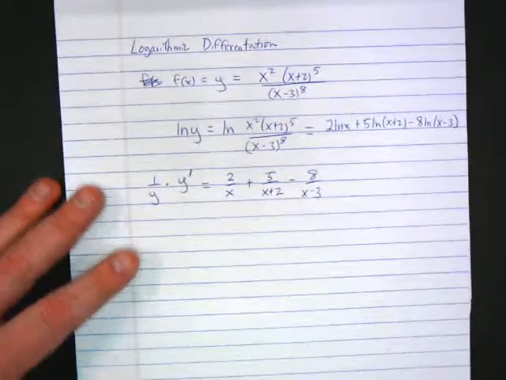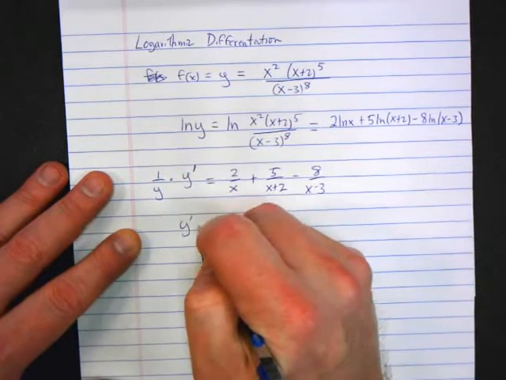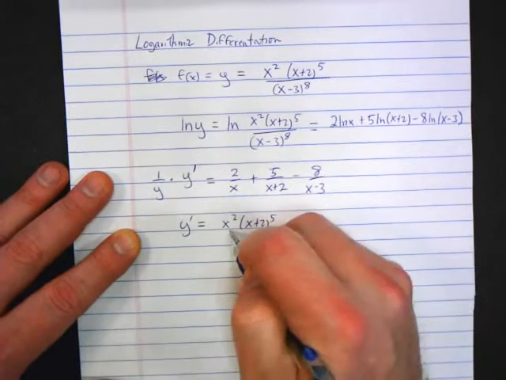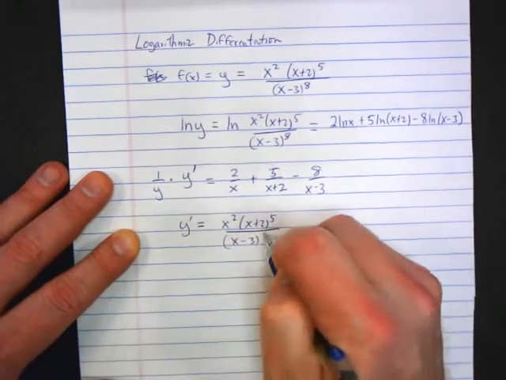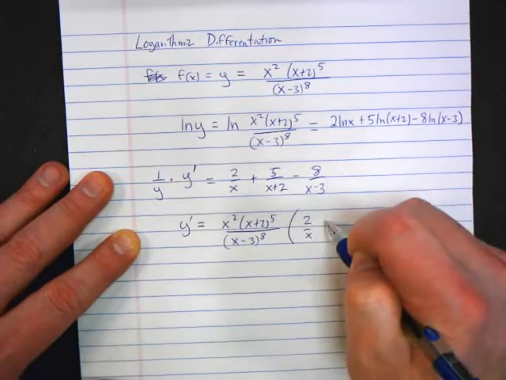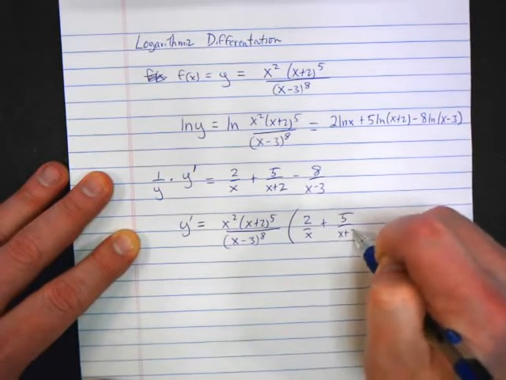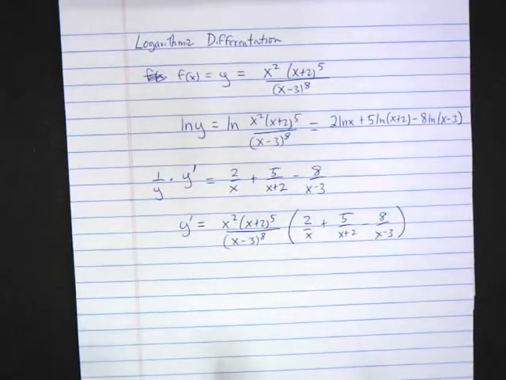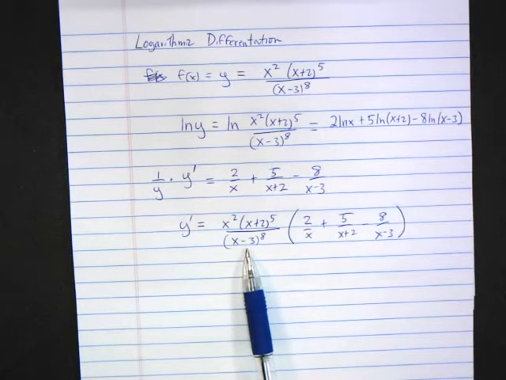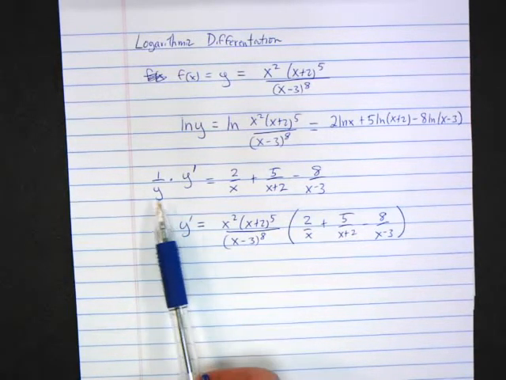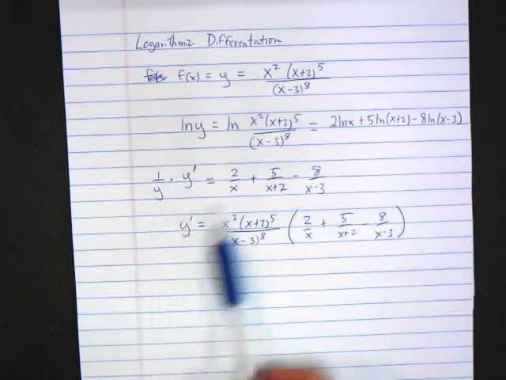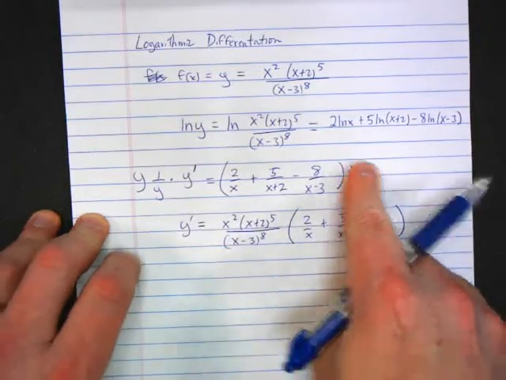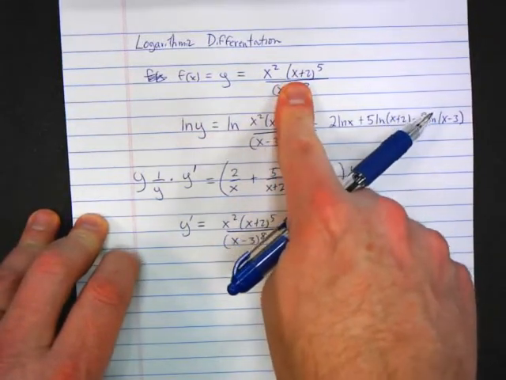All right, so here's my final answer. y prime equals x squared times (x plus 2) to the 5th divided by (x minus 3) to the 8th, times 2 over x plus 5 over (x plus 2) minus 8 over (x minus 3). Where did that come from? Because there's that 1 over y, so I multiplied by y, and that y was the original thing, so I plugged it back in.